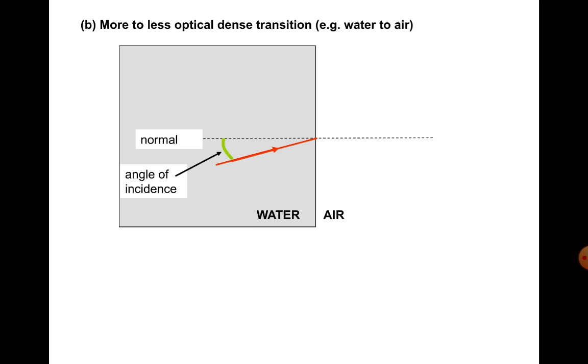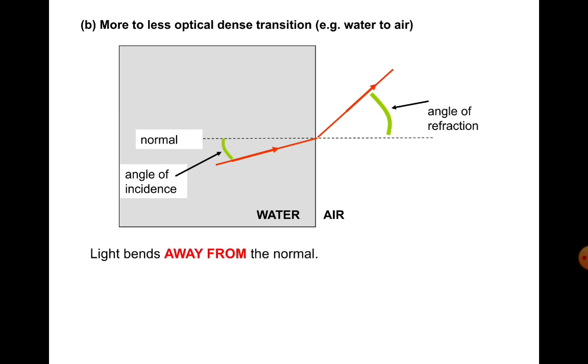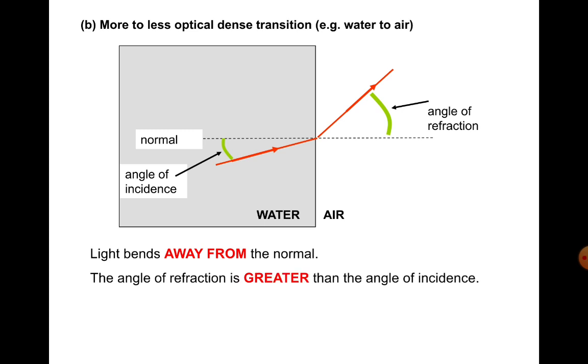Well, we know that the speed of light in air is higher than in water, so we expect the opposite effect. The light beam is going to bend away from the normal. So in this case the angle of refraction is greater than the angle of incidence.